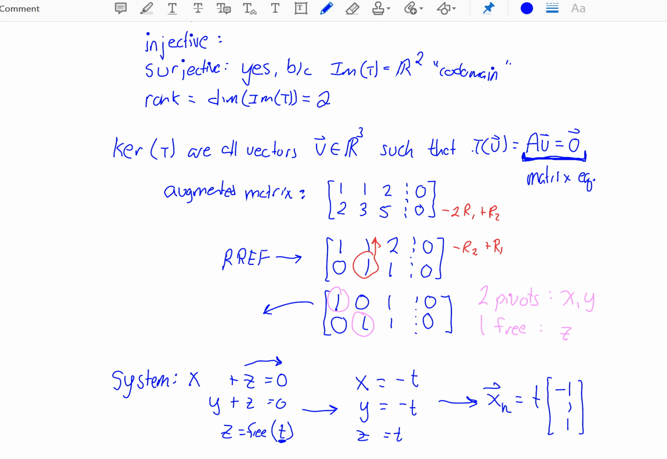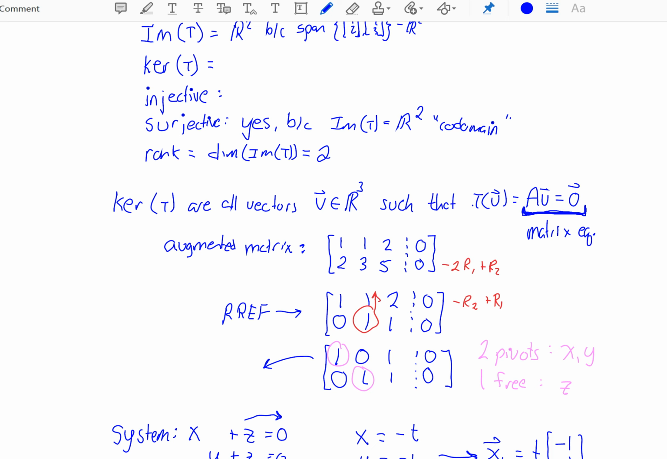So maybe we can say the kernel is the set of vectors that look like t times -1, -1, 1, such that t is an element of the real numbers. These are all the things that get mapped to 0. And because the kernel of t is not only the 0 vector, there's other things there, I will say that it's not injective because the kernel of t is not only the 0 vector.